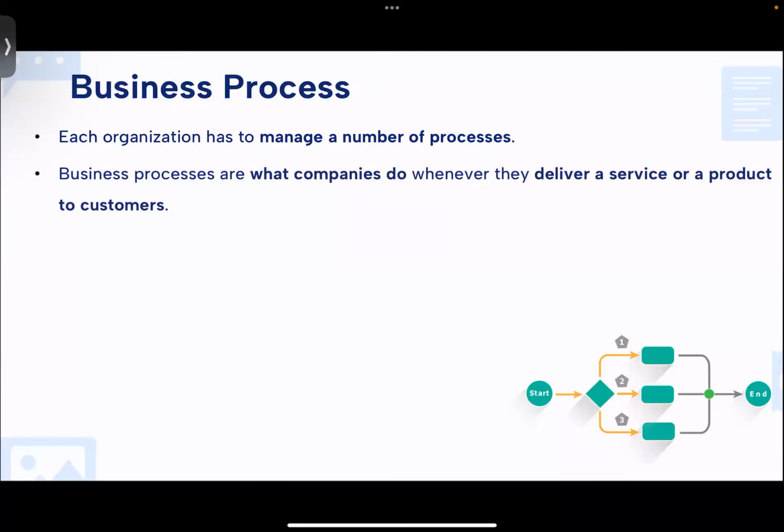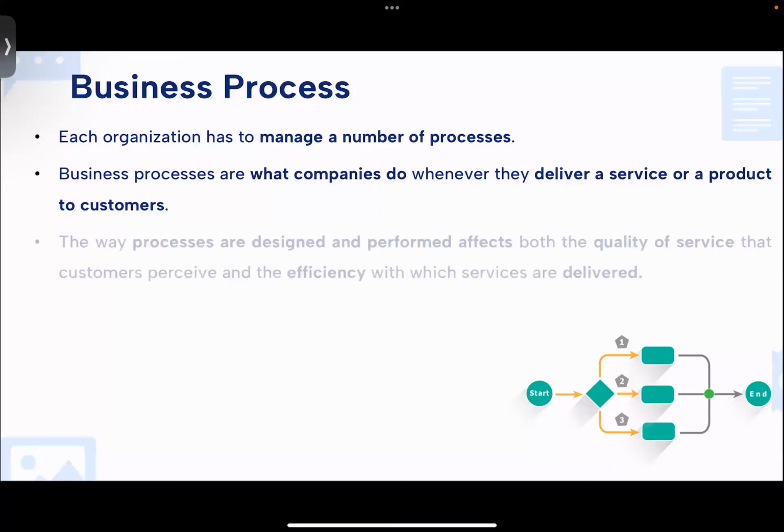Business processes are the things that companies do to deliver a service or product to the customer. For example, each and every organization has an ultimate customer. For the ultimate customer, they have to provide a service or a product that is of value. For that, the organization has to do certain tasks and activities. Those series of steps of tasks and activities are known as business processes.